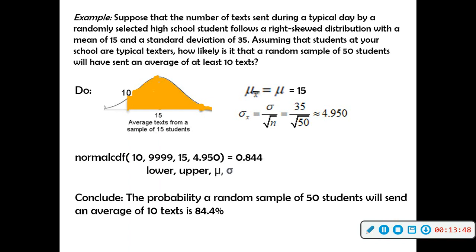Think about, again, how powerful that is. The fact that we know the probability that, in a population where the average is 15 and the standard deviation is 35, an average of 50 students will have an average of 10 texts is 84.4%. We're going to use this a lot when we get into hypothesis testing and confidence intervals next unit.